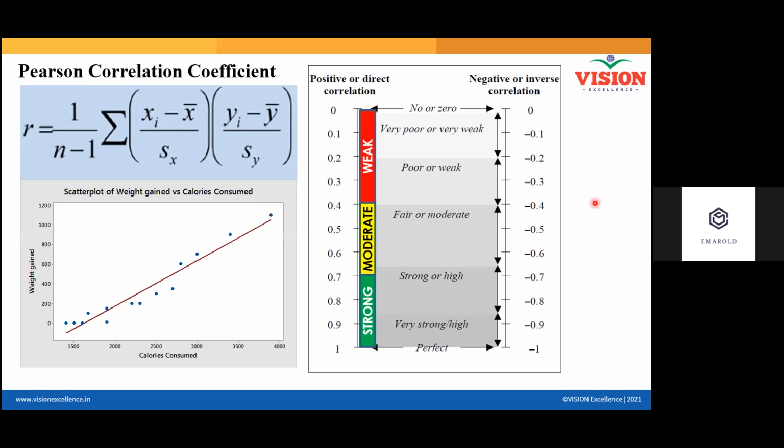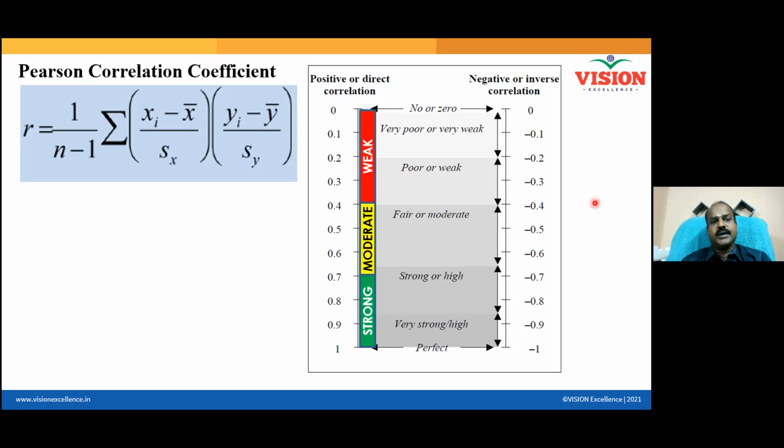Sir, what's the R? Pearson correlation coefficient. That will help you to understand the strength of the linear relationship. When you get an R value of 0, what does it mean? No correlation. When you get an R value of 1, what does it mean? Perfect correlation.